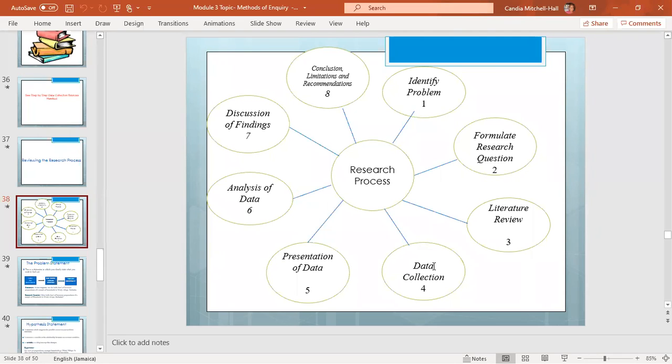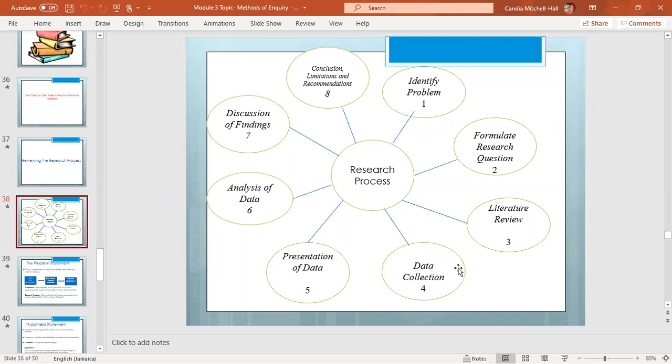Quantitative method, you use questionnaires. How did you go about sending out your questionnaires? When you sent out your questionnaires, when you would have put your data together. So this is very, very important here.